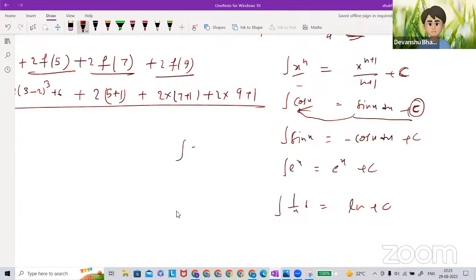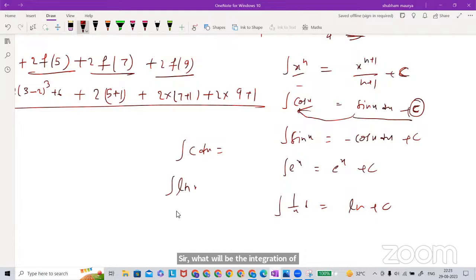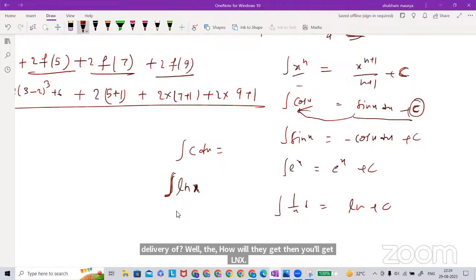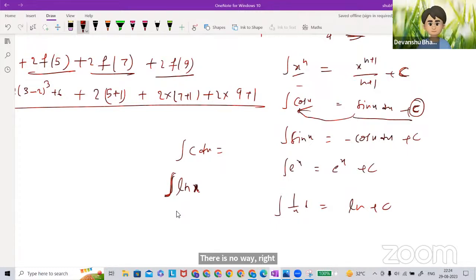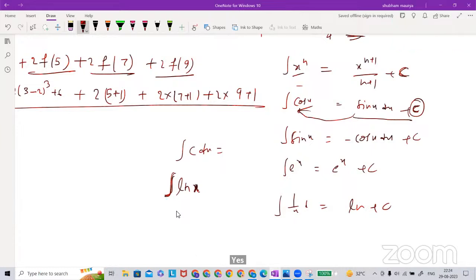Sir, what will be the integration of ln x? Integration of ln x. So this one is different, because what is it the derivative of? How will you differentiate to get ln x? There is no direct way, right? Then some more information is needed, so you have to break it down. How will we get this integration?